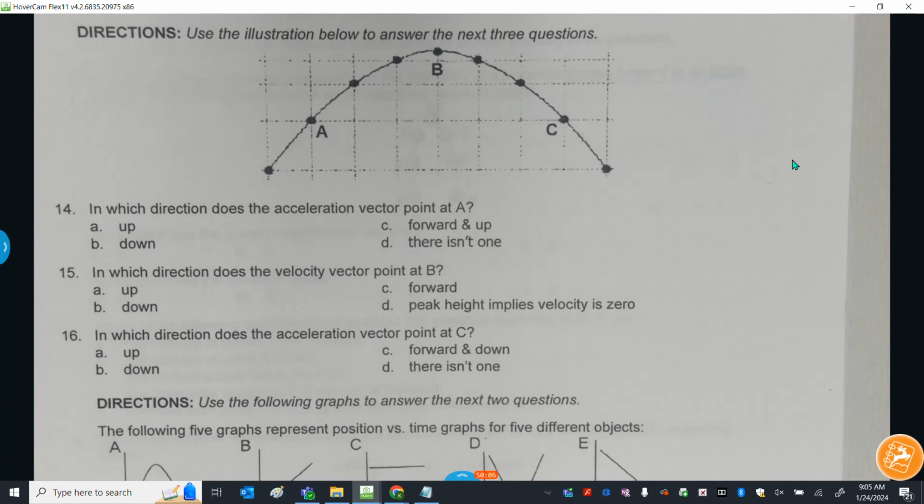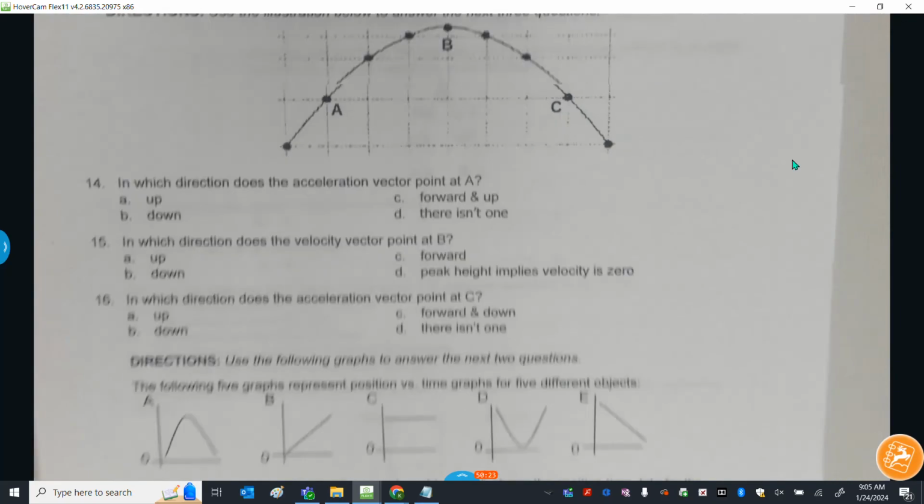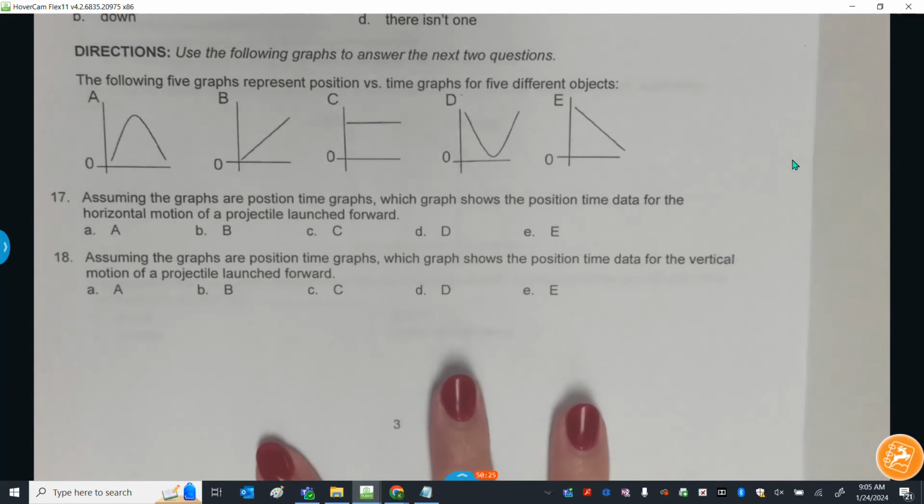Okay, so don't get thrown off. It is still moving, it's just not moving up or down. Vertically it stops, but horizontally it continues moving forward. Are there any questions about numbers 14, 15, or 16? All right, we are almost done. Let's look at 17 and 18, which go with these graphs.